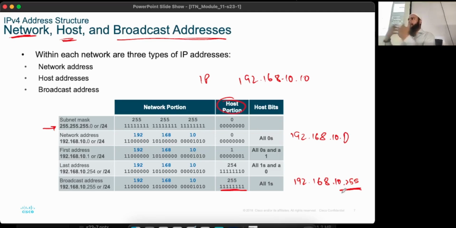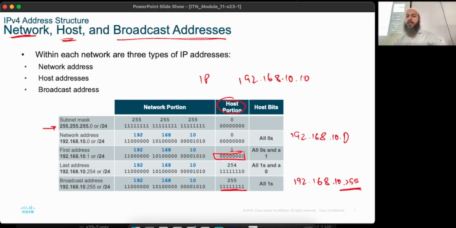Okay. The steps are easy, but you have to do it once. Make sense? So what's remaining? What's remaining is everything in the middle, any other combination over here. So all zeros is a network, all ones is a broadcast. So everything in the middle, 0000001, 0000010, 0000011, and so on. All of the other things, 1001010, everything. All of these are called host addresses.